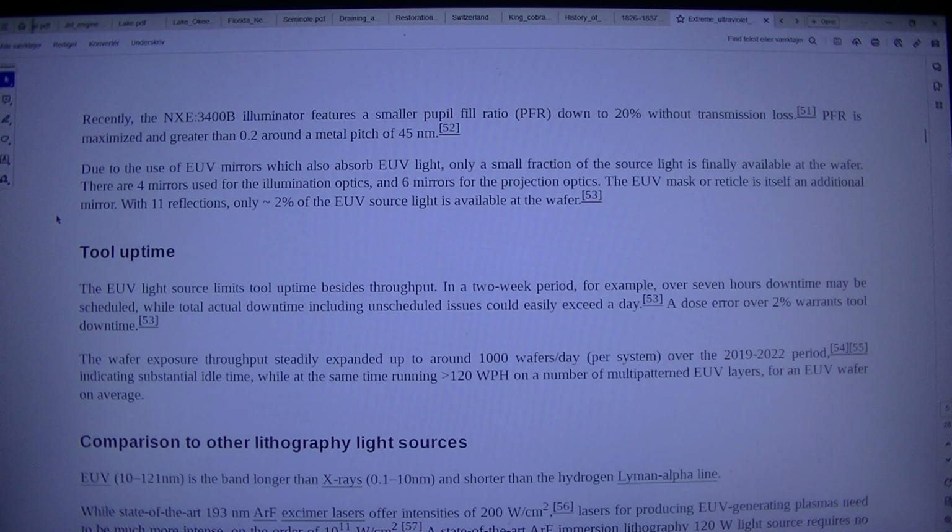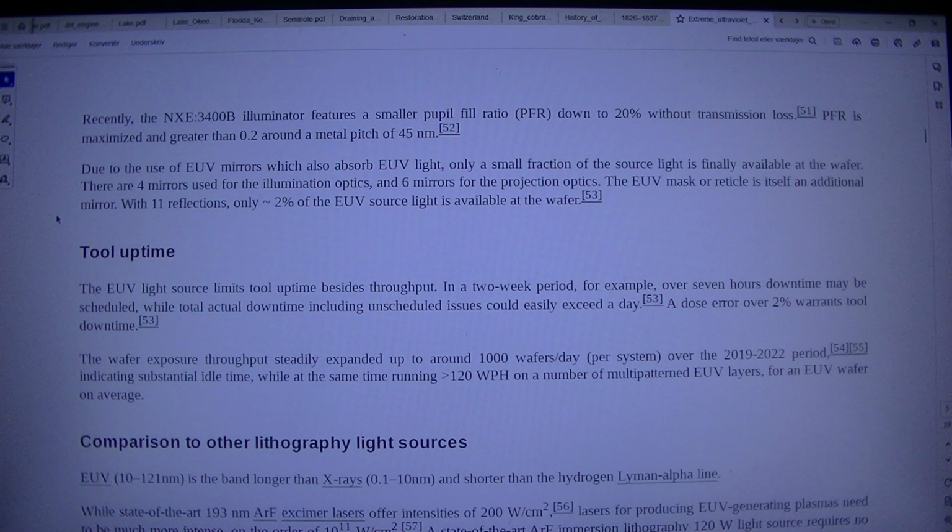52. Due to the use of EUV mirrors, which also absorb EUV light, only a small fraction of the source light is finally available at the wafer. There are 4 mirrors used for the illumination optics, and 6 mirrors for the projection optics. The EUV mask or reticle is itself an additional mirror. With 11 reflections, only 2% of the EUV source light is available at the wafer.